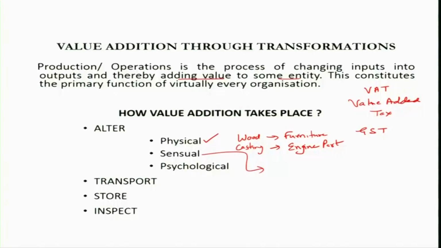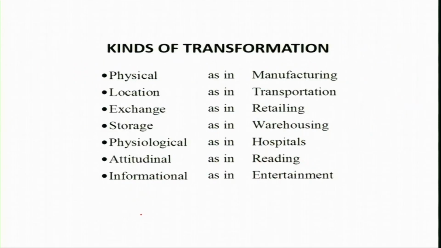Then there is another kind of system, as I said, transport, which adds value by moving the material or person from one place to another. Then there is storage, that is also a value added system, by which the material which is available at one point of time is made available at some other point in future. Inspection is also a transformation activity, by which we inspect the item and segregate bad items from the good items. So, these are all transformation processes.